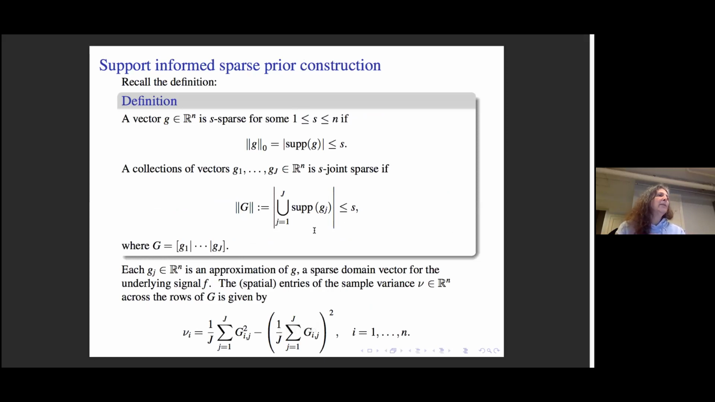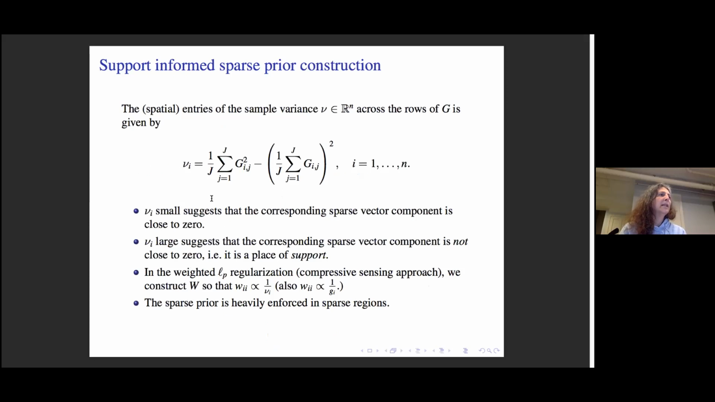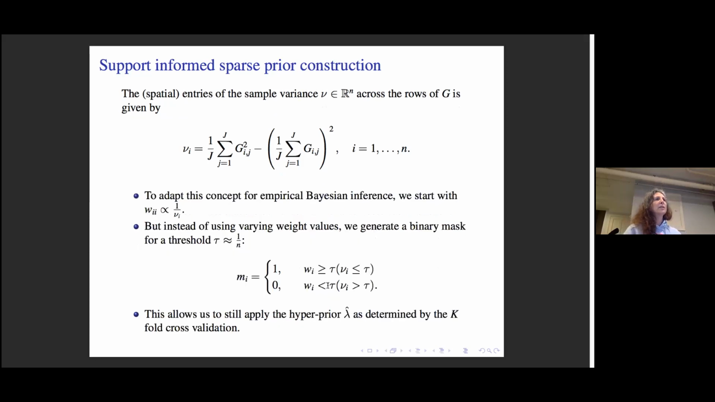So we play the same game, right? This would be basically G tilde from my previous slides, coming from the Fourier data. That's the difference, and it's a little mistake that I made here. Okay, so you find the variance from the multiple measurements in the sparse domain. And then you say the same thing again. If there's a lot of variance, you're probably at a place of support. If there's less variance, you're probably at a place where it's truly sparse. And what we did in the compressive sensing case is we made the scale of this weighting parameter based on this variance. And then we enforce the prior heavily in sparse regions, and we don't want to enforce it where there's actual support.